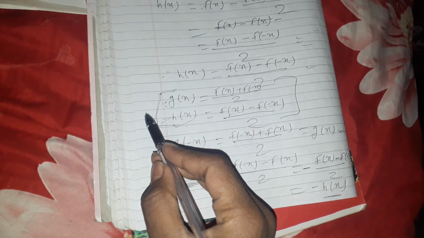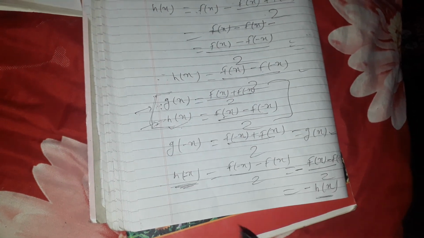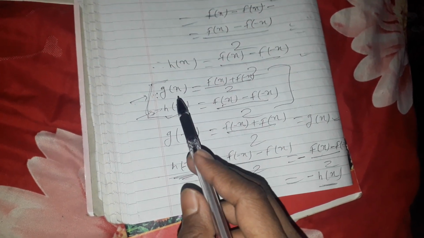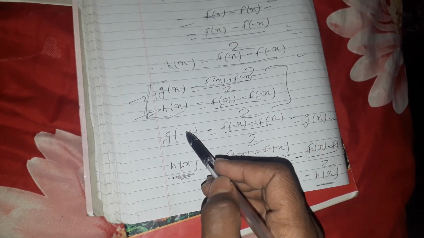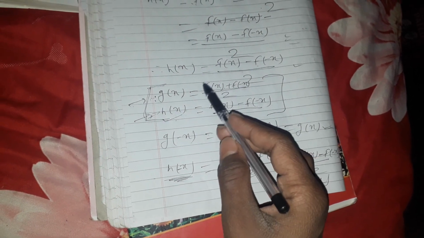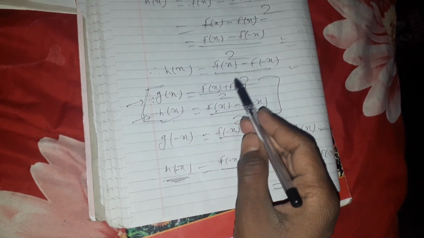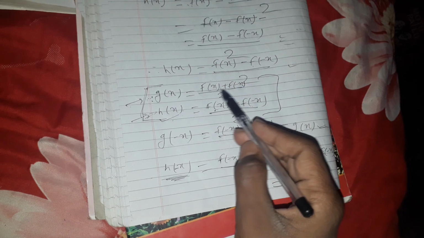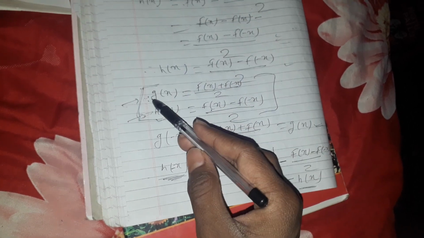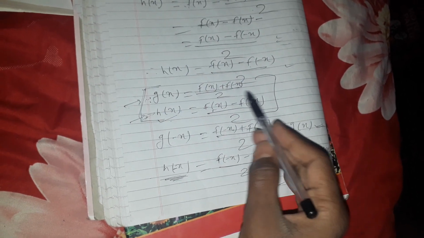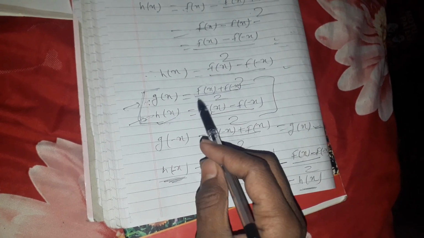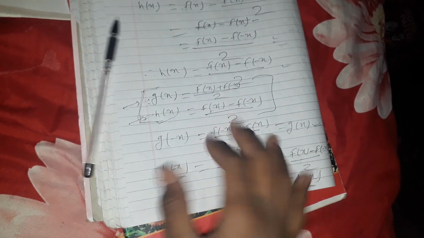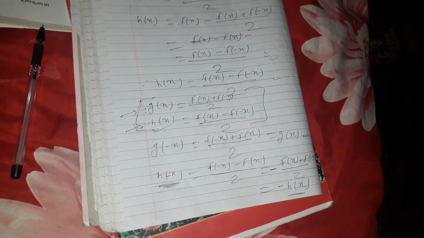And these two formulas can also be helpful to find out which components of the function are even and which are odd. All you have to do is write f of x, then add f of minus x and divide by 2, and you'll get the even component. If you do the other computation, subtracting f of minus x and dividing by 2, you'll get the odd component, h of x. Okay, so I guess this video is helpful for you.